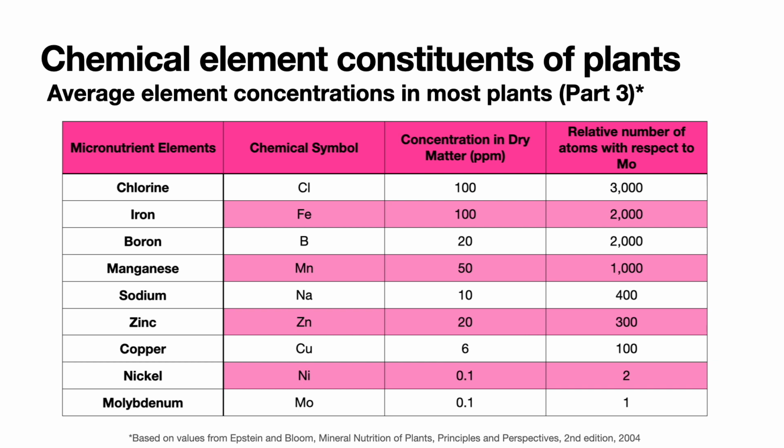Boron, another important micronutrient that can be very deficient or toxic and have very dramatic effects on the plants, is in the concentration range of about 20 parts per million and 2,000 atoms relative to molybdenum. Then we have manganese at 50 parts per million and 1,000 atoms relative to molybdenum. Then zinc at 20 parts per million and 300 atoms relative to molybdenum. Copper at 6 parts per million and 100 atoms relative to molybdenum. And then nickel, and finally molybdenum.